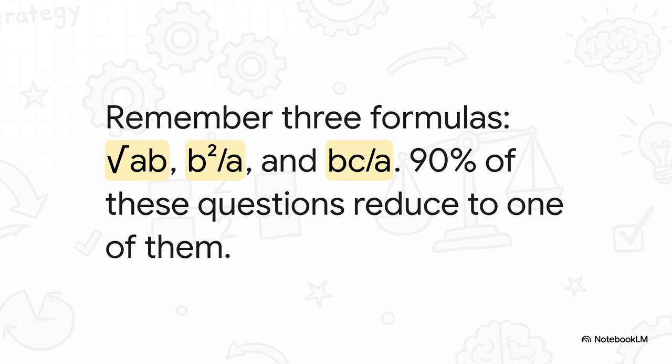Playbook rule number 2. Proportionals. Look, don't overthink this one. Just remember these three little formulas: the square root of AB, B squared over A, and BC over A. Seriously, that's it. That's going to solve the vast majority of these for you.